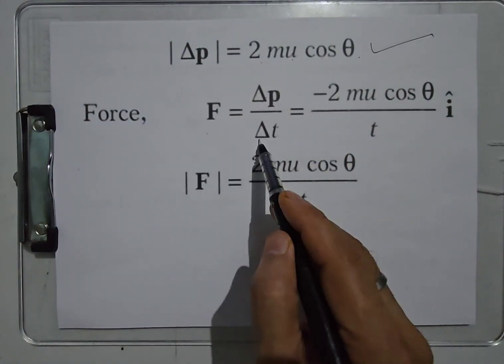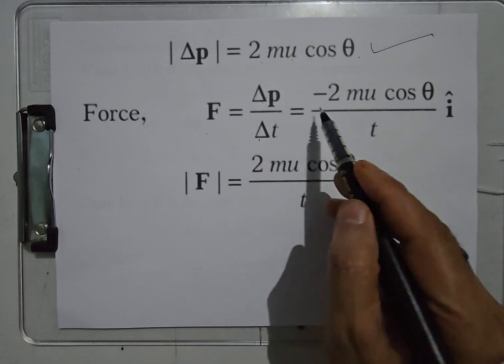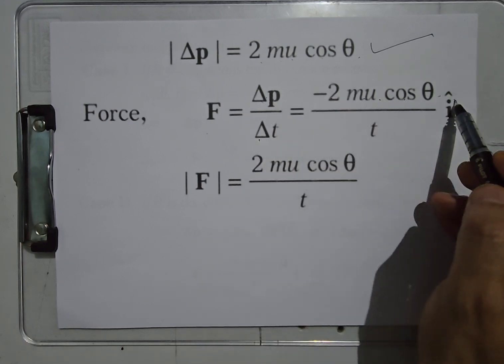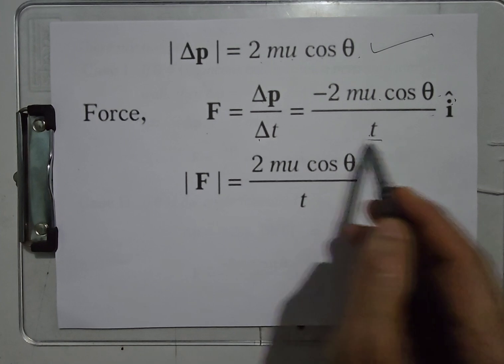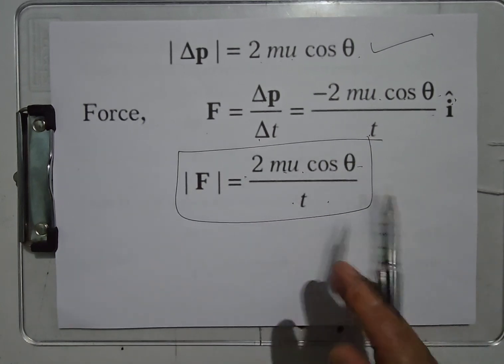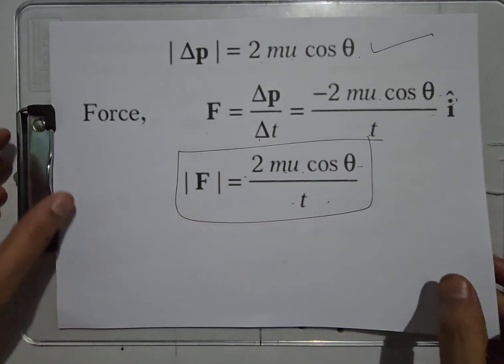Okay, then force is equal to delta p upon delta t as we know already. So this would be minus 2 m u cos theta i cap upon t. So you can say f is equal to 2 m u cos theta upon t. So this is your force, which is the magnitude of this force.